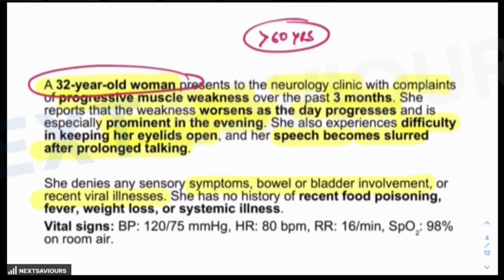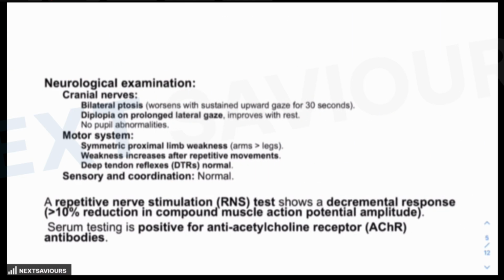All these findings are provided in order to rule the other options out. As you know, a viral illness or recent food poisoning could be a history pointing towards botulism. There is no fever, weight loss, or systemic illness, and the vital signs are absolutely normal. Now, on neurological examination, when you examine the cranial nerves, there is bilateral ptosis with worsening on sustained upward gaze for more than 30 seconds.